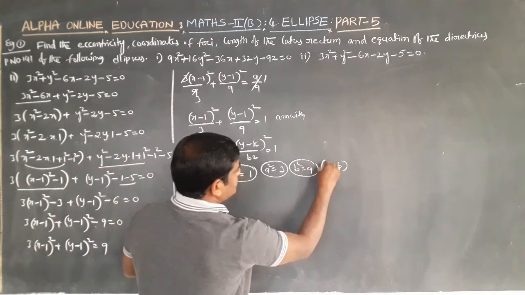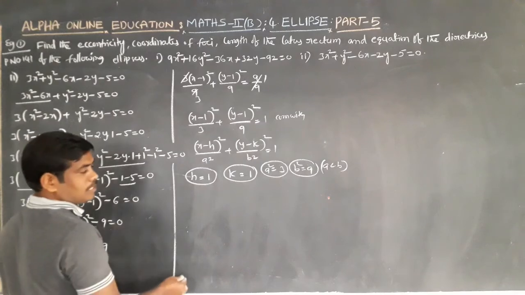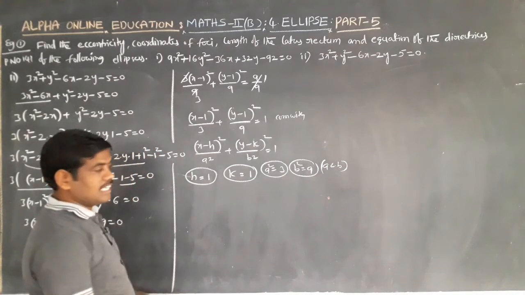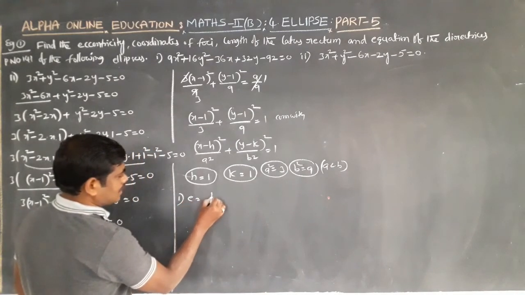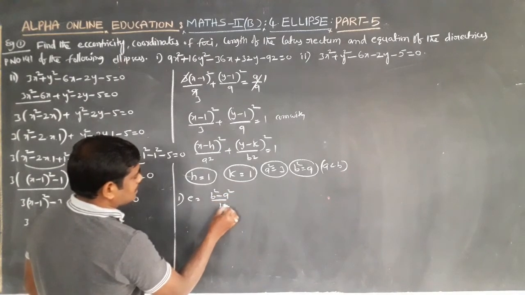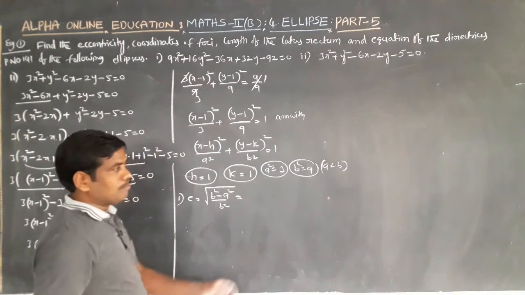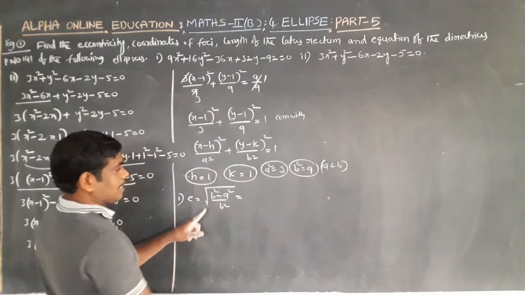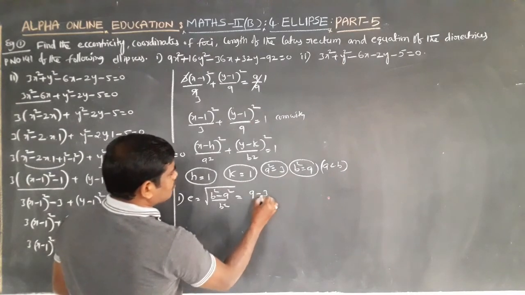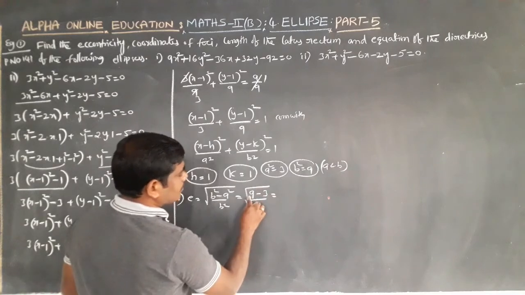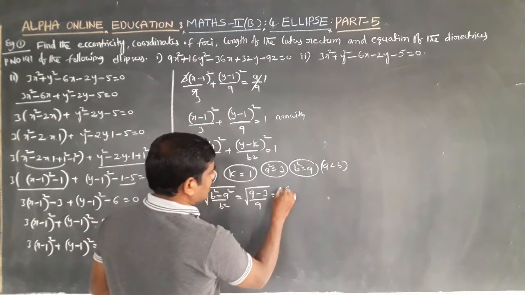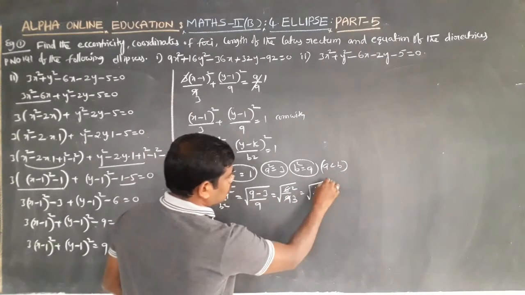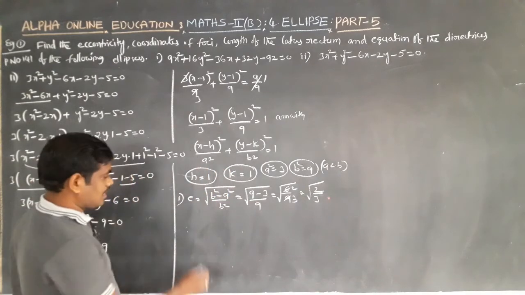Here a is less than b. The a² value is 3 and the b² value is 9, so a is less than b. Find the eccentricity: b² minus a² by b². Here b is greater than a, so we start and end with b². b² is 9, a² is 3, b² is 9. So 9 minus 3, 6 by 9. 3 twos are 6, 3 threes are 9. So root 2 by 3 is the eccentricity.